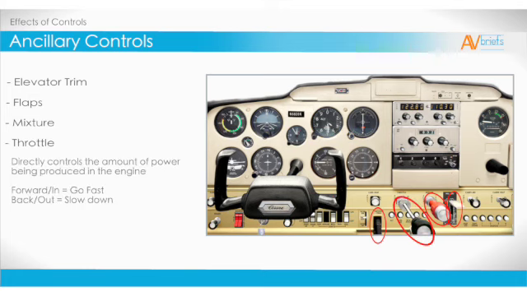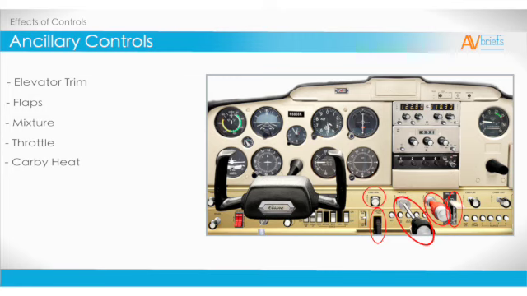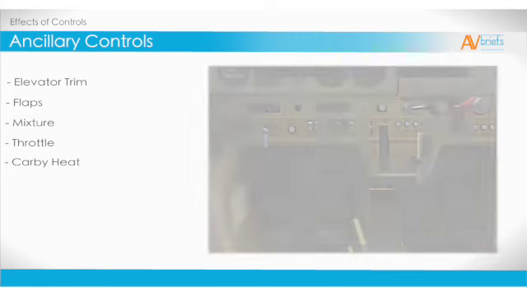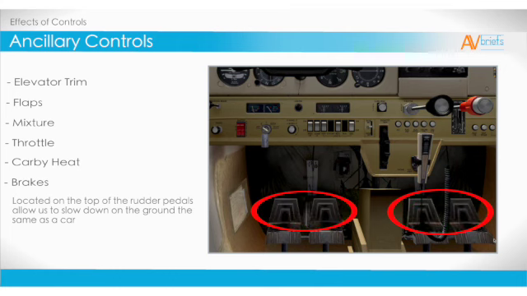The throttle directly controls the amount of power being produced in the engine. Forward, or in, means you'll go faster. Back, or out, will slow down. The carburetor heat, or Carby Heat, allows warm air to enter at the carburetor. This is the device which mixes fuel and air, if you aren't using fuel injection. This is so that ice doesn't form during periods of lower power settings. Located at the top of the rudder pedals, the brakes allow us to slow down on the ground, the same as a car.